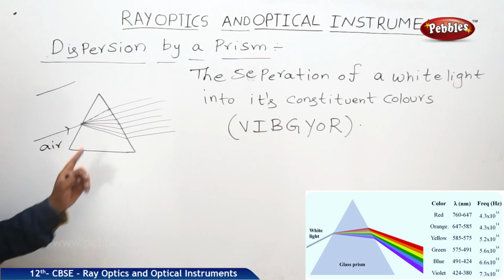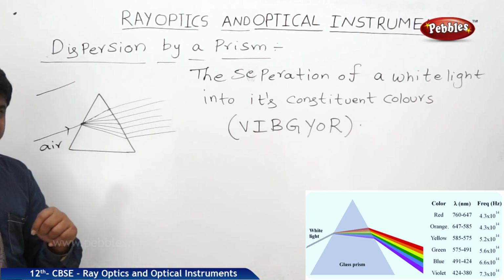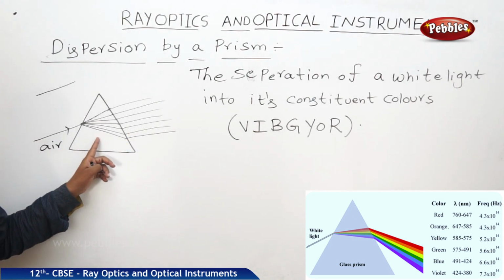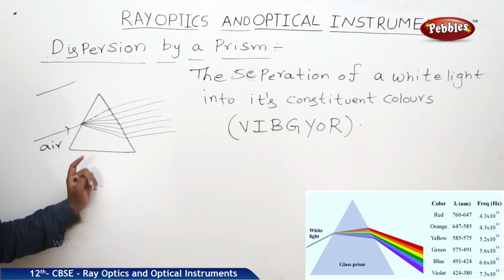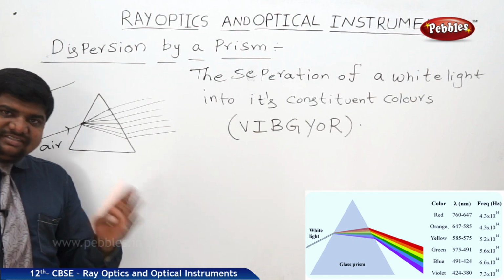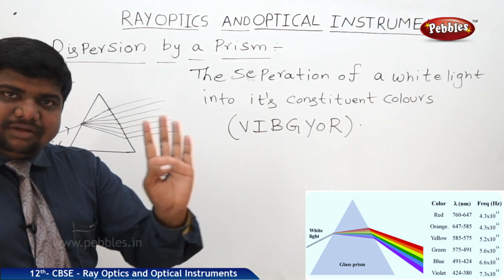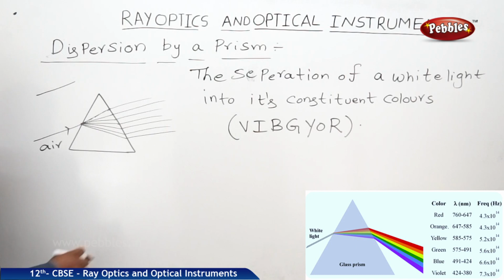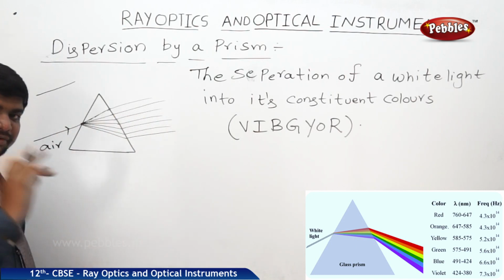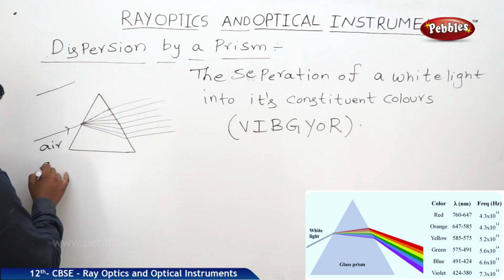So the same concept you can apply here. In the air medium, all 7 colors are moving with the same velocity, but in the denser medium, the 7 colors are exhibiting 7 different velocities. So red color bends the least and violet color bends the most. We know this. So in air, these 7 colors are moving with the same velocity. That velocity is called group velocity.